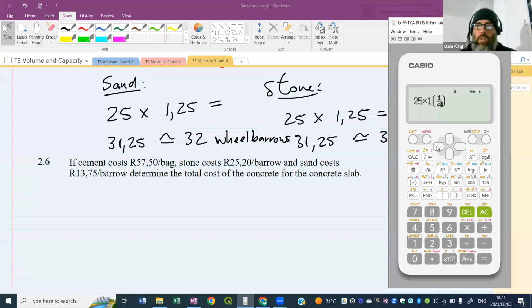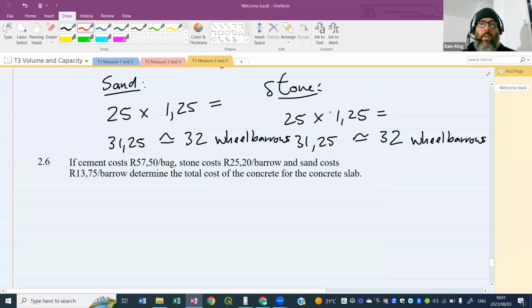So what you need to do is type in your mixed fractions like this. There's a button above the fraction button, you see there that orange part. That's the one I want. So I'm going to press shift fraction. That's the mixed fraction button. Now you can put in your numbers, 1 1/4, and that gives me 31,25, which is correct. I hope that helps.